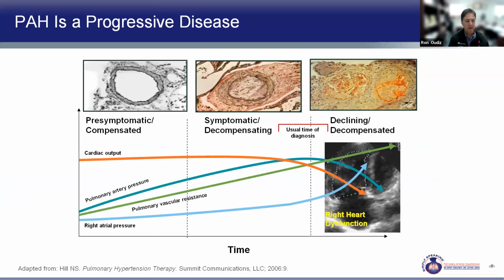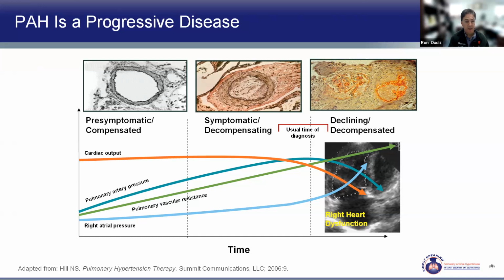So what are the current challenges in PAH? If you follow this disease space, you know that PAH is difficult to diagnose, and once you diagnose it, it's often very advanced. And by the time you get there, sometimes the patients are already decompensating.